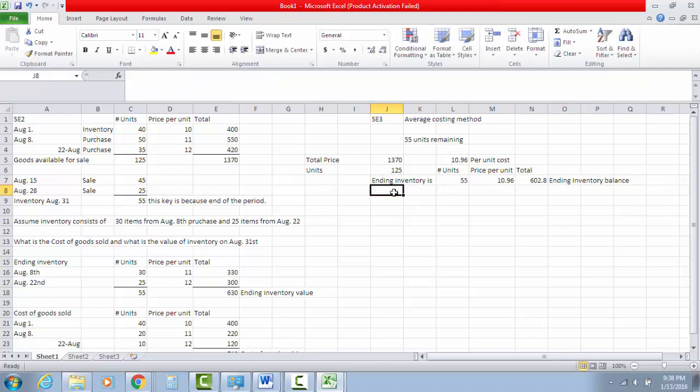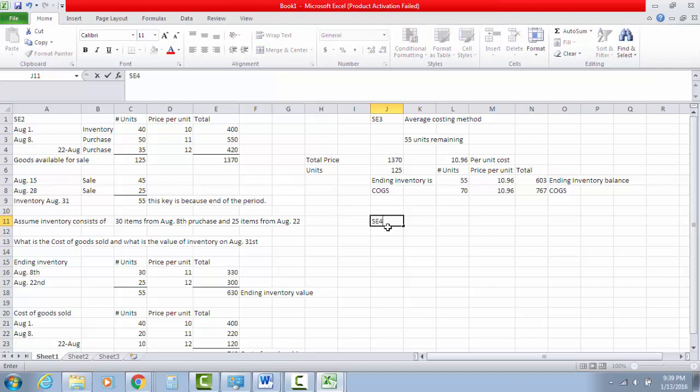And then our cost of goods sold is our 125 units less our ending inventory, which is 70 units, at the same cost of $10.96, and it equals $76. Now the book told us to round, so we're going to round, and the cost of goods sold balance for the month is $767. So that's taking a look at the average cost.